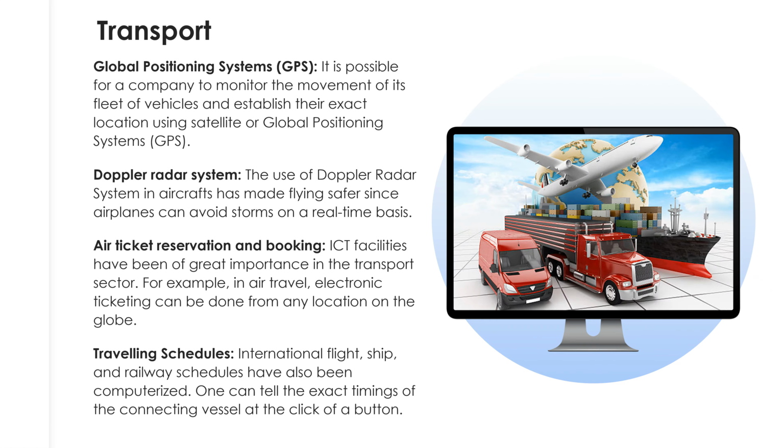And lastly, we have transport. So GPS lets companies track their entire fleet of vehicles in real time. We have the Doppler radar system, which helps aircraft detect and avoid storms. We have air ticket reservation, which can be done from anywhere in the world, and international flight, ship and railway schedules are fully computerized. So every time you book a ride through an app or check a flight status online, you are seeing this function at work.